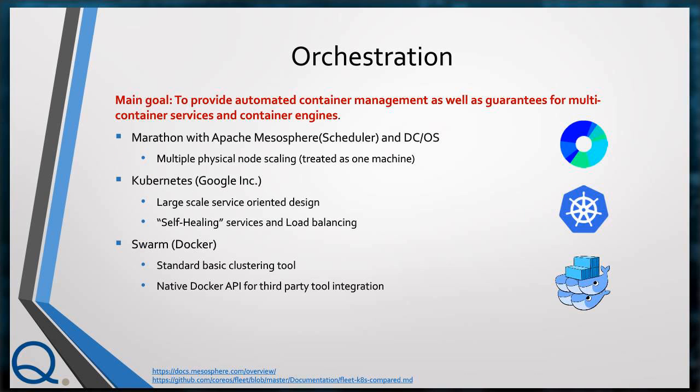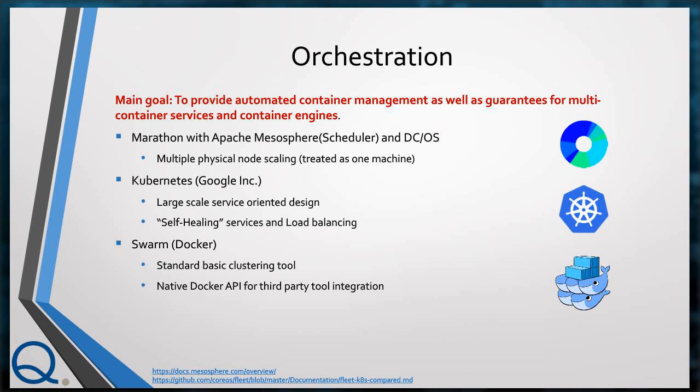So orchestration, like it says, the main goal is to provide automated container management as well as guarantees for multi-container services in Container Engine. So you have all these different containers, thousands of containers running services, and you want to have guarantees for quality of service and security and just infrastructure guarantees that when these containers go down or something goes wrong, I'm going to have these systems that can be actually repaired, and not just these million piece parts that you have to kind of collect after they fall.